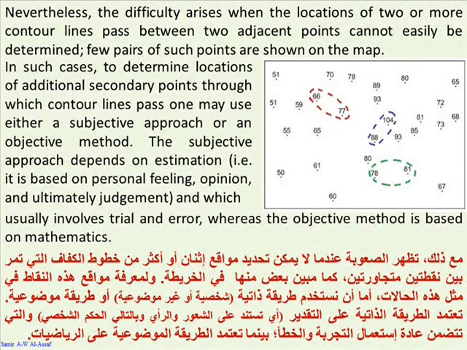In such cases, to determine locations of additional secondary points through which contour lines pass, one may use either a subjective approach or an objective method. The subjective approach depends on estimation, that is to say, it is based on personal feeling, opinion, and ultimately judgment, and which usually involves trial and error, whereas the objective method is based on mathematics.